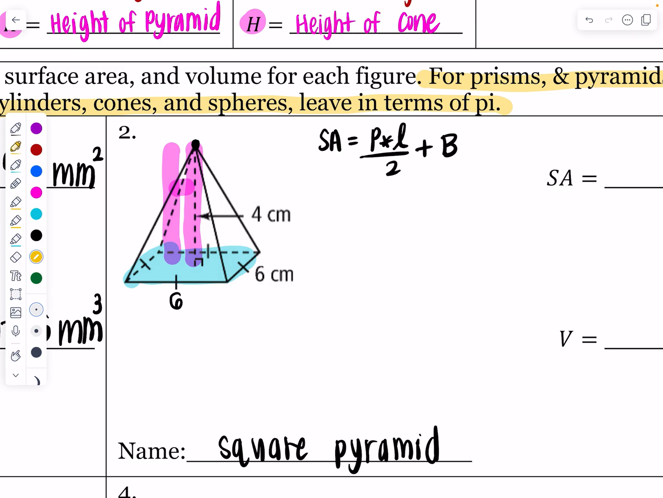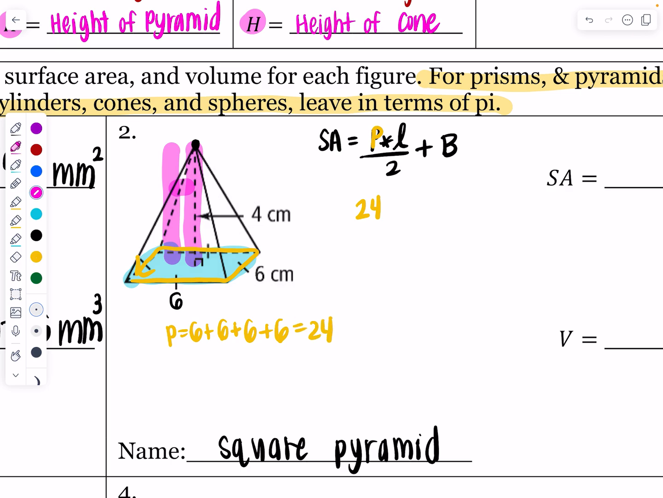So let's find the perimeter of that base first. I always do that in yellow. That would be 6, 4 times around. So that's going to be 6 times 4. So that's going to give me 24. So perimeter is going to be equal to 6, 4 times. So that gives me 24.